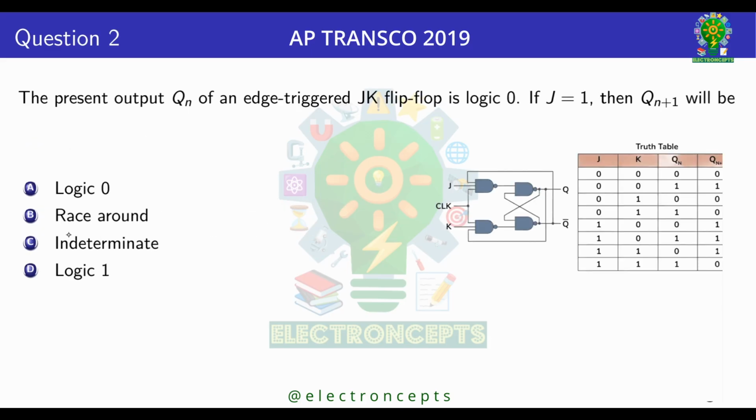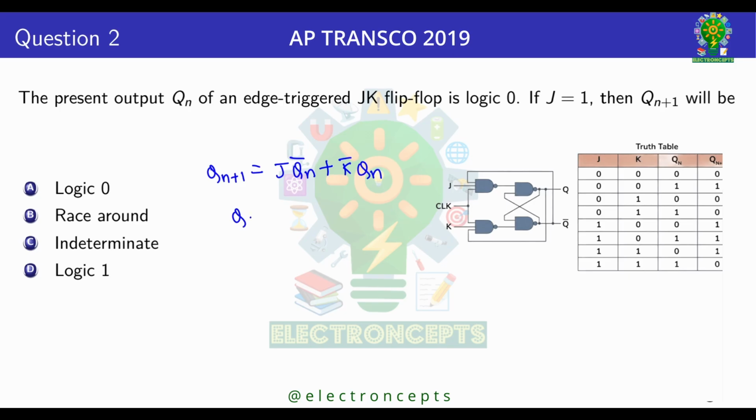The present output Qn of an edge-triggered JK flip-flop is logic 0. If J is equal to 1, we need to find the future output, that is next state output Qn plus 1. The next output Qn plus 1 of an edge-triggered JK flip-flop can be written as J into Qn bar plus K bar into Qn.